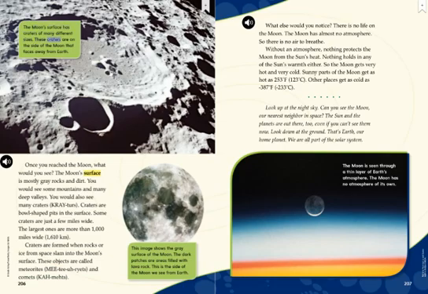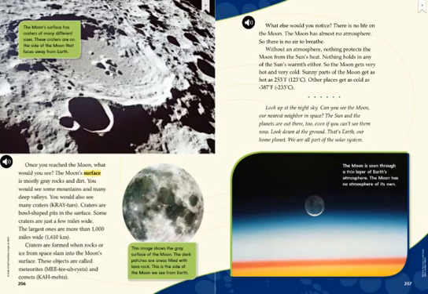These craters are on the side of the moon that faces away from Earth. This image shows the gray surface of the moon. The dark patches are areas filled with lava rock. This is the side of the moon we see from Earth.